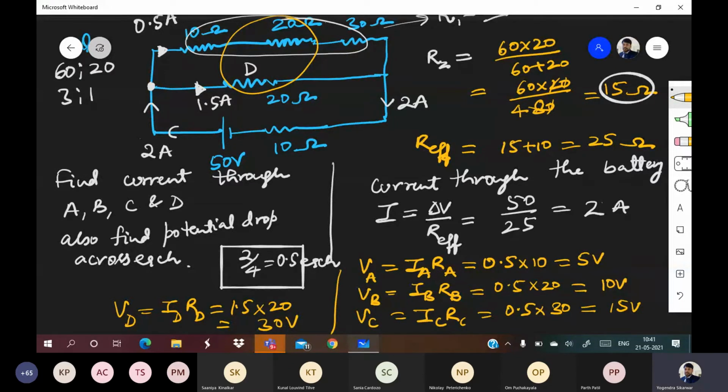Ananya is asking, sir, is there any difference in potential drop and potential difference? No, both are same. Potential difference across the resistance and potential drop across the resistance both have the same meaning.